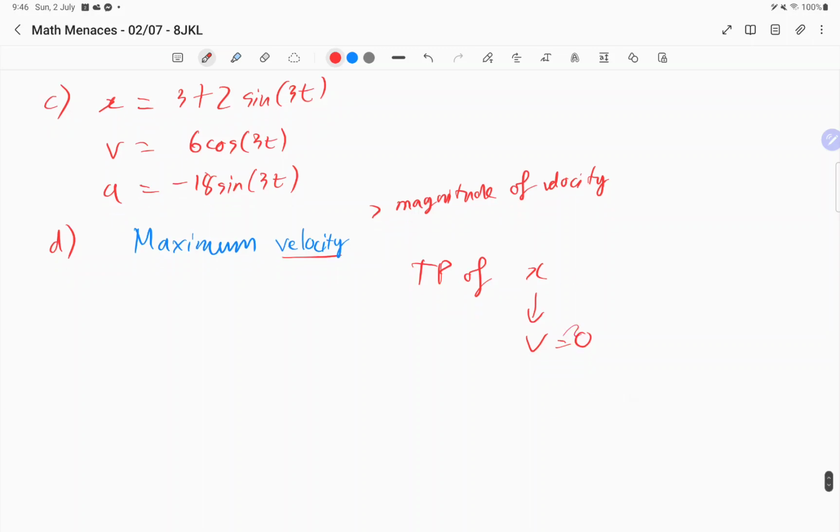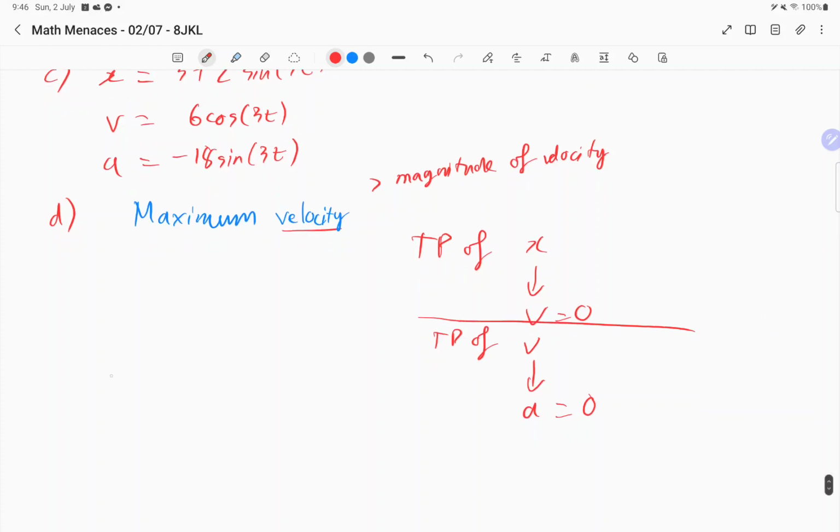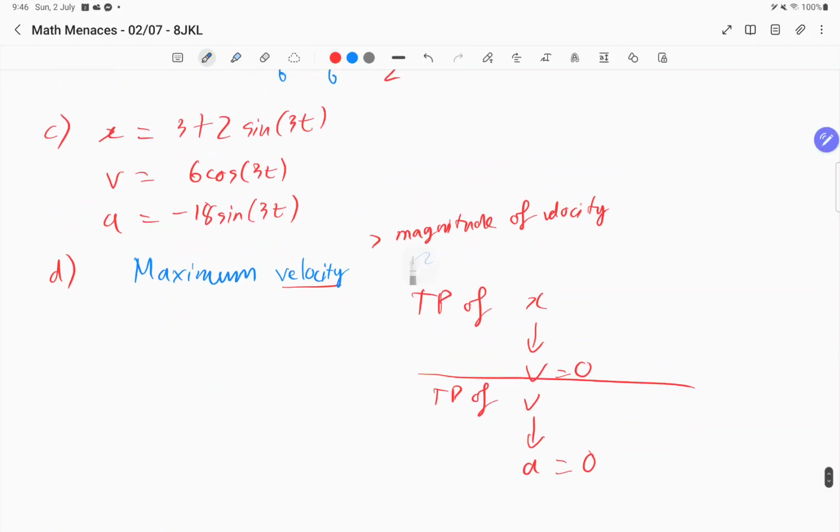Okay, so the turning point of x is v equals 0, and the turning point of velocity would mean acceleration equals 0, because that's the rate of change of velocity. Now remember, this is a periodic function, so it goes up and down like that. Look at the velocity equation. Yes, there will be multiple points, but look, velocity is a cos equation, right?